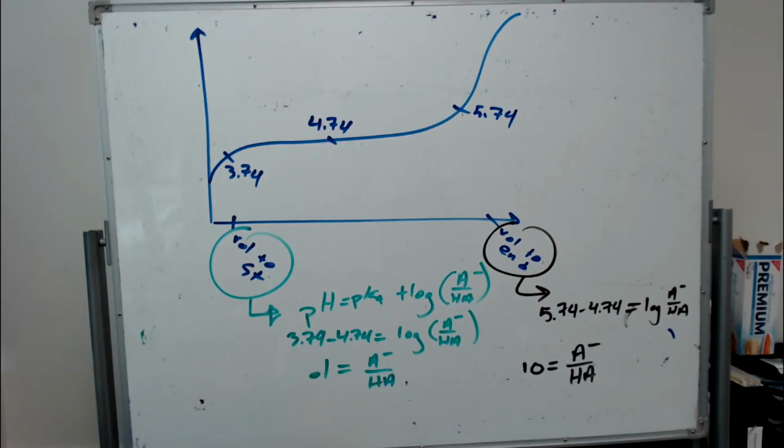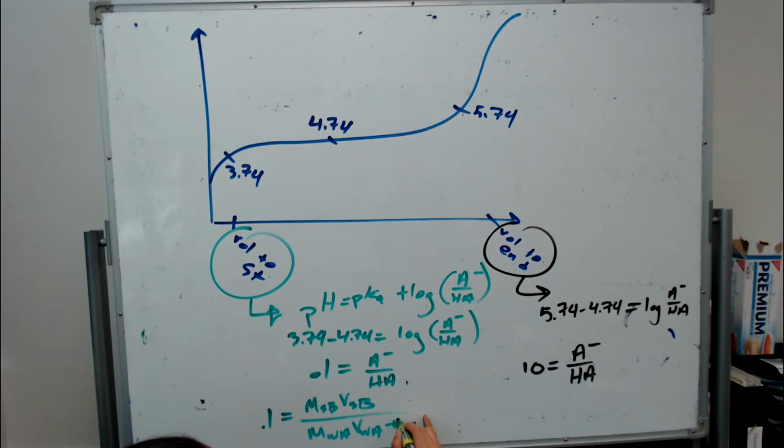Now, we can plug in the stoichiometry in addition to everything else just to prove that this works. We're going to have 0.1 equals molarity of strong base times volume of strong base, divided by molarity of weak acid times volume of weak acid, minus molarity of strong base times volume of strong base.